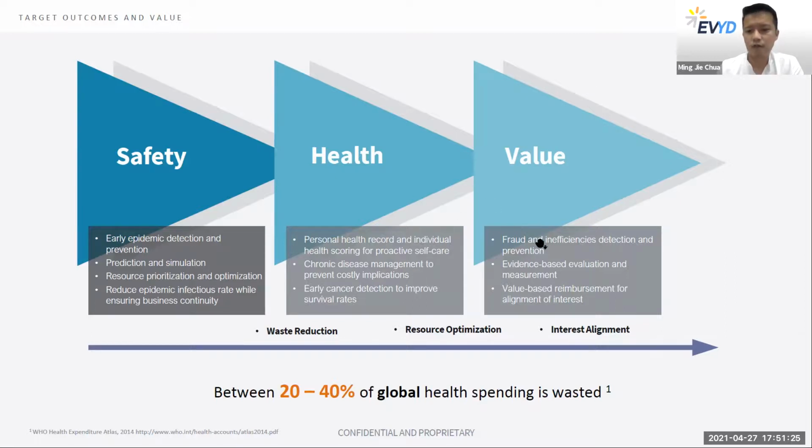In the domain of value, fraud and inefficiencies detection and prevention, evidence-based evaluation and measurement, and value-based reimbursement for alignment of interest. Essentially, what we are trying to address is the waste that is prevalent in healthcare systems all over the world.